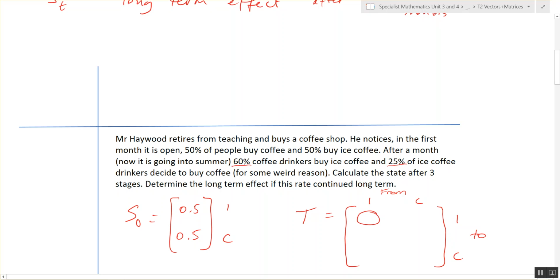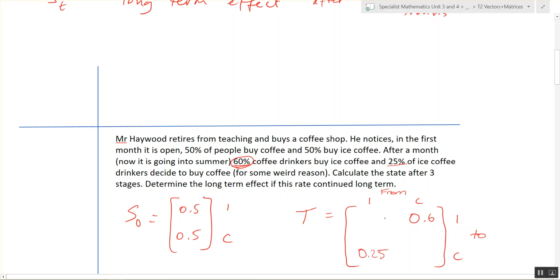Does it tell us? 60%. It says coffee drinkers buy iced coffee. So coffee to iced coffee is 25%, 0.25. And 25% of iced coffee drinkers buy coffee. So iced coffee to coffee is... And the middle is 0.